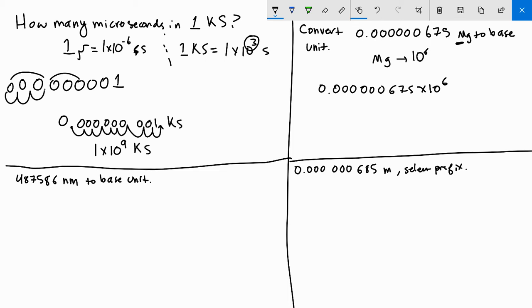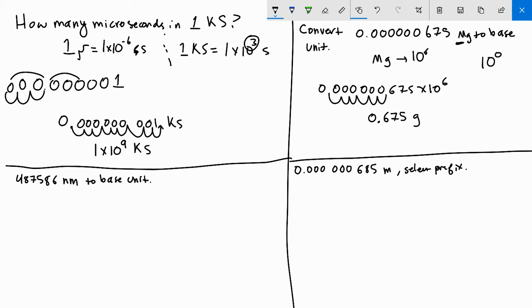Since we want to go back to our base unit, that's 10 to the 0. We need to move it over 6 times. So we're going to go 1, 2, 3, 4, 5, 6. That means we're going to be left with a value of 0 point. So we've got to have that 0 point in front. 675 grams. That's our base unit. And you're done.